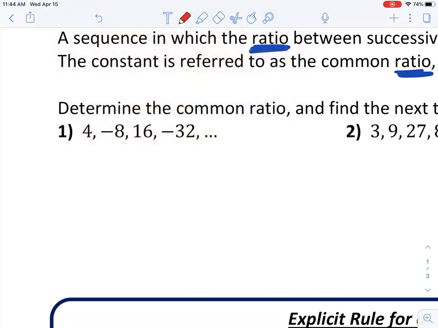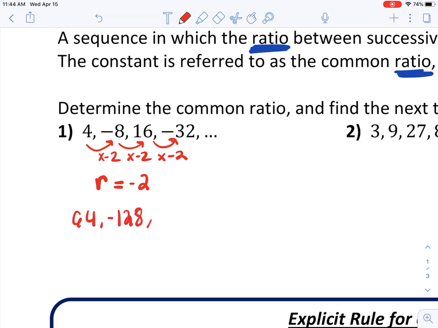Okay, so this one here, if you look at the pattern, if I thought it was arithmetic, I can see that it's minus 12 and then plus 24, so definitely not arithmetic. But if you look, this is times negative 2, times negative 2, times negative 2. So the common ratio, since it's multiplication, is negative 2. And then to find the next three terms, I would keep on multiplying by negative 2. So you should get 64, negative 128, and 256.